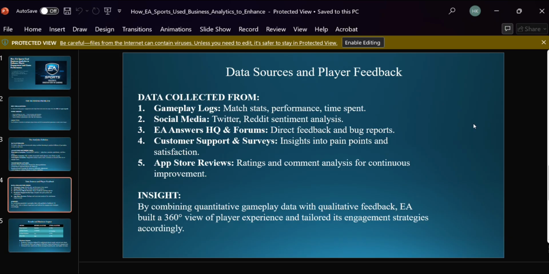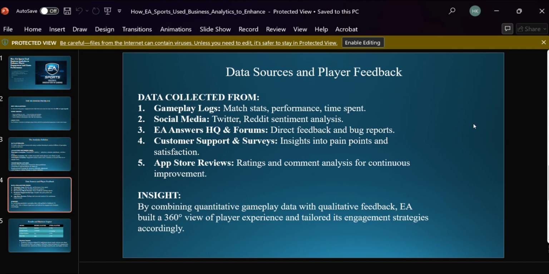Second, they used their EA Answers HQ platform and other gaming forums to get direct feedback, complaints, and suggestions from players. They also analyzed customer support chats and survey data to identify recurring problems or frustration points. Finally, they reviewed ratings and comments on app stores and Steam to measure public opinion after each game release.